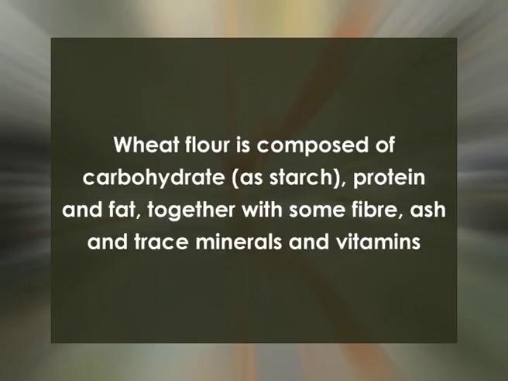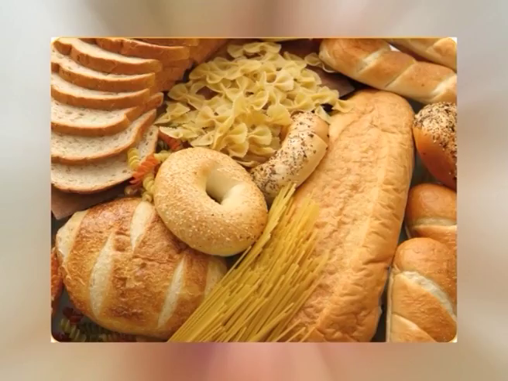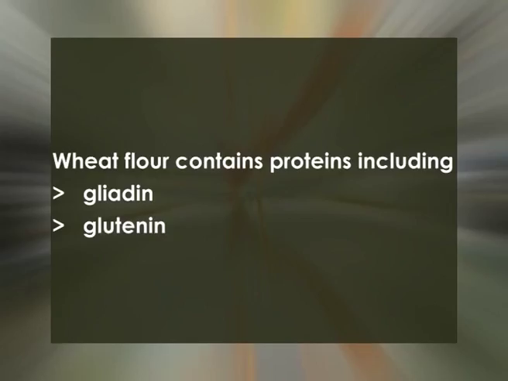The wheat flour is composed of carbohydrate as starch, protein, and fat, together with some fiber, ash, and trace minerals and vitamins. The formation of the gluten, strength, and elasticity is determined by flour specification, recipe, and the mixing processes. Wheat flour contains proteins including gliadin and glutenin. In the presence of water, these proteins combine to form gluten.